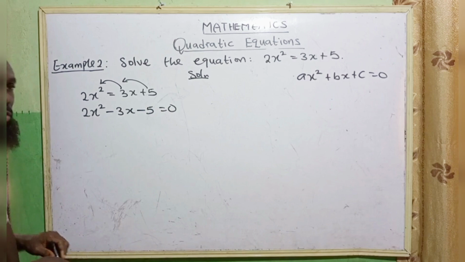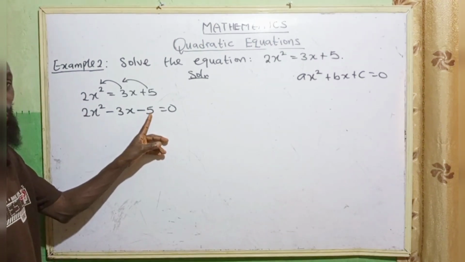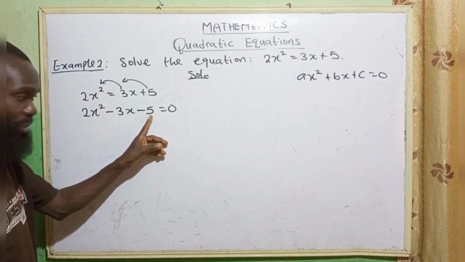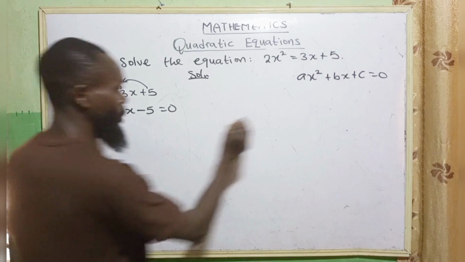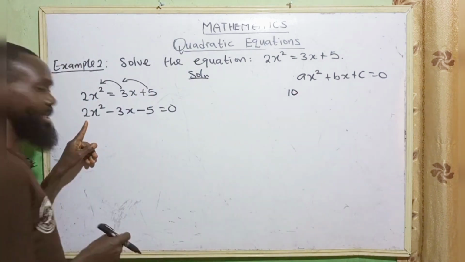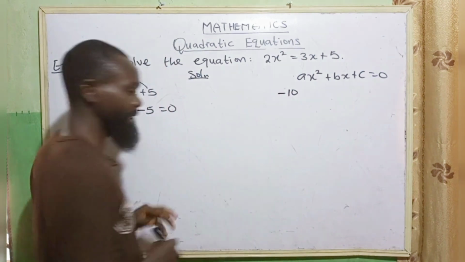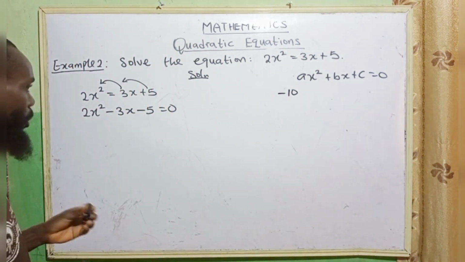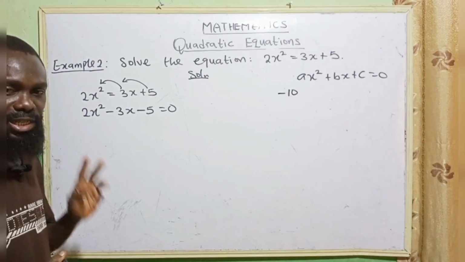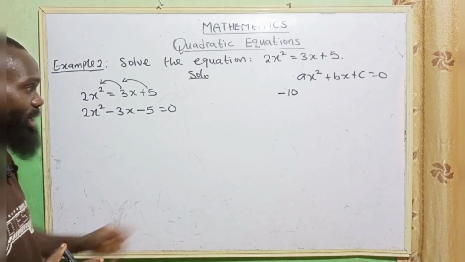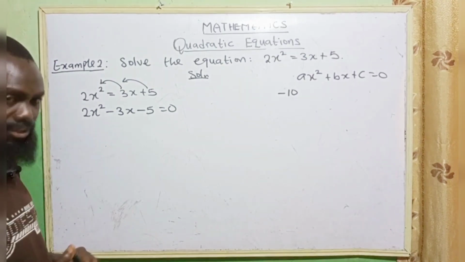Fine. Don't forget the first rule. Use the last digit, which is the constant, to multiply the coefficient of x squared. 5 times 2, we have 10. Then the signs, minus times plus, we have minus. That's minus 10. Now, we are going to look for two digit numbers. Then when you multiply together, you will get 10. When you add it or you subtract it, you are going to get 3.